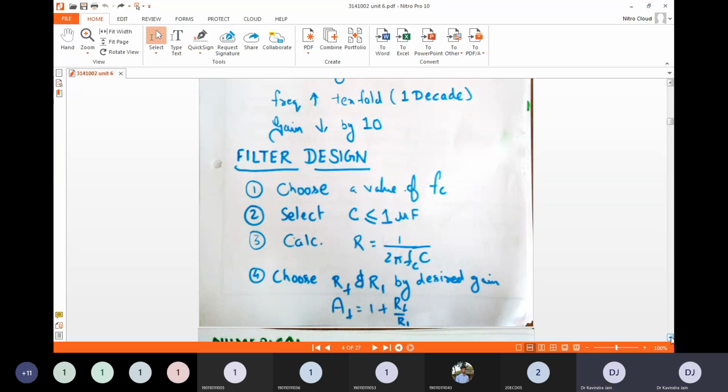Okay. So guys, what is the value of FC over here? 1 kHz. 1 kilohertz. Let us assume a particular value of C. So what is the value that you have assumed? 0.1 microfarad. Okay, now calculate R.